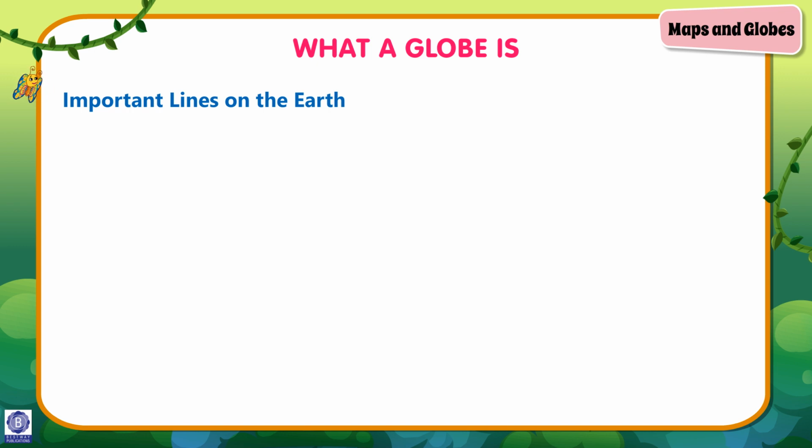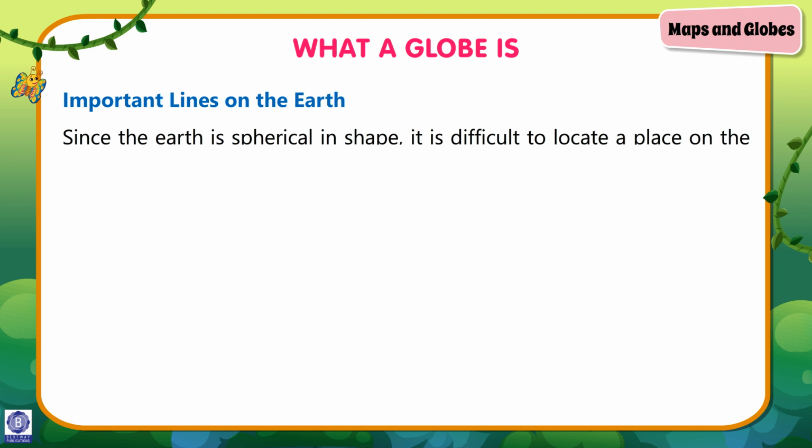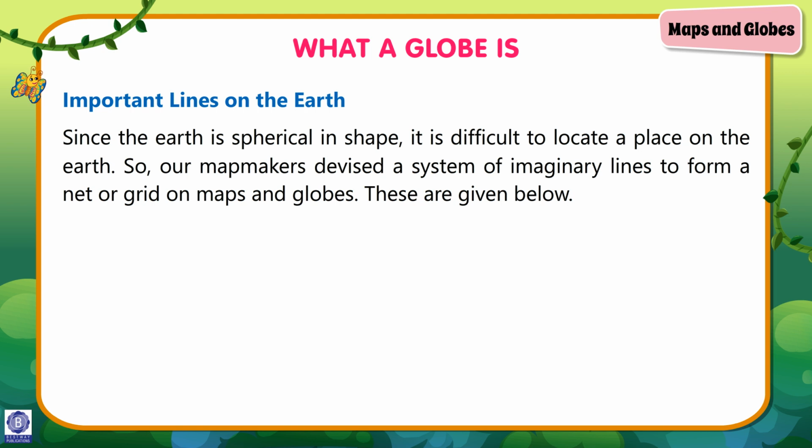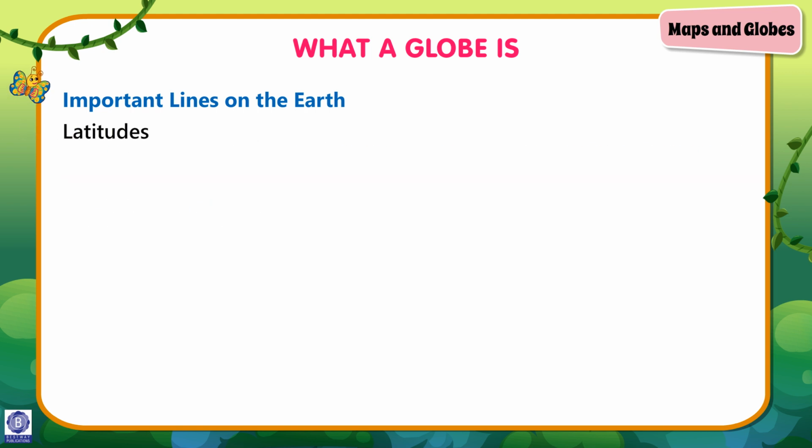Important lines on the earth. Since the earth is spherical in shape, it is difficult to locate a place on the earth. So, our map makers devised a system of imaginary lines to form a net or grid on maps and globes. These are given below. Latitudes.